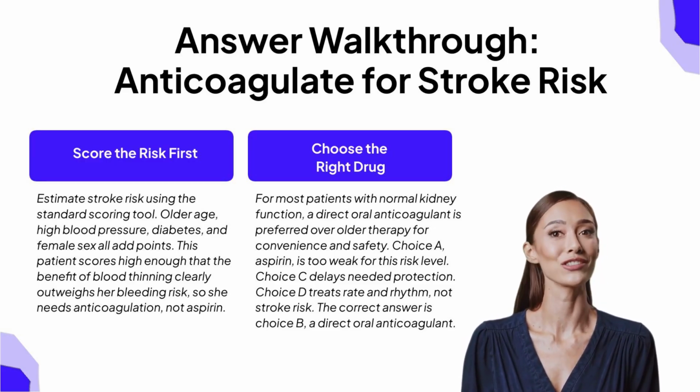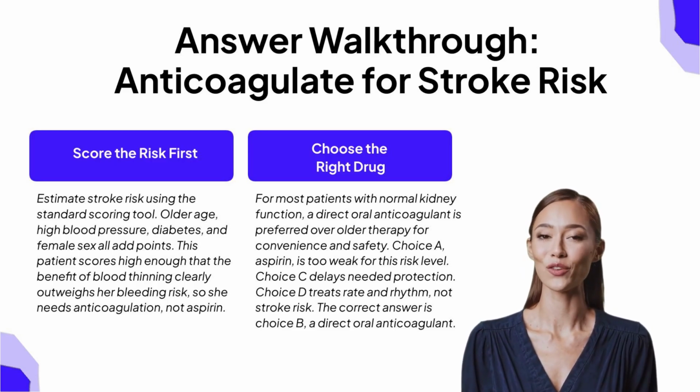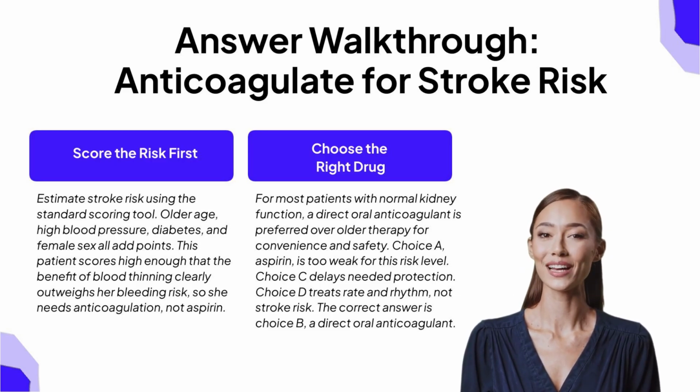Second, choose the drug. For most patients with normal kidney function, a direct oral anticoagulant is preferred. Choice A, aspirin, is too weak. Choice C delays protection. Choice D treats rate and rhythm, not stroke risk. The answer is choice B.